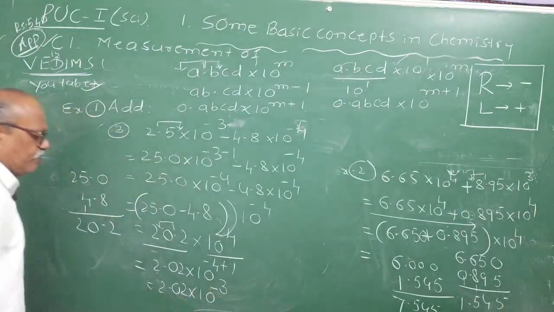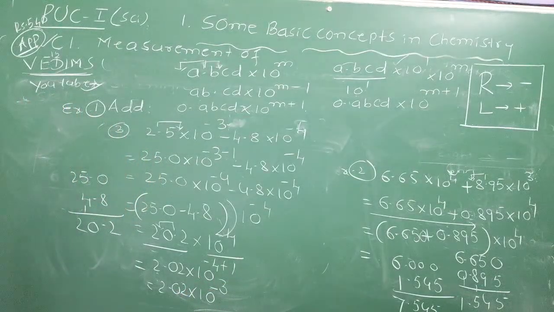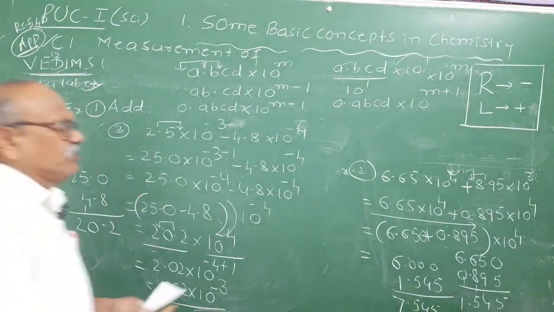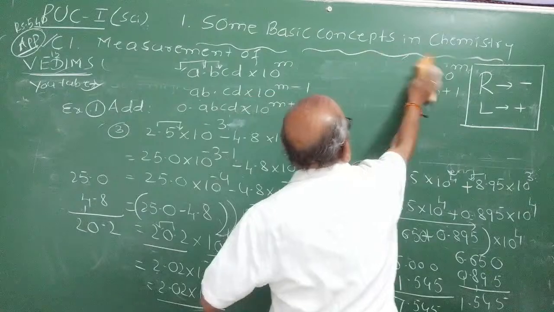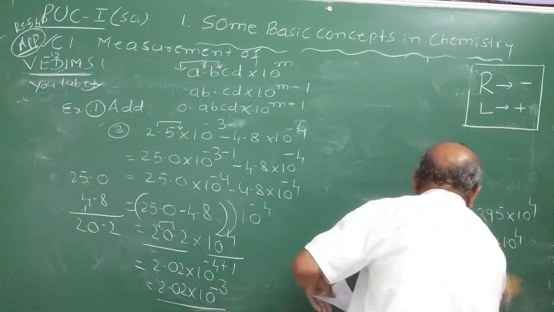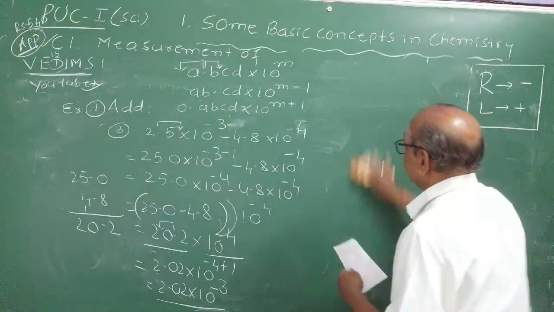Minus 3. 2.02 into 10 raised to minus 3 is the correct scientific notation. Express all your answers of 10 to the power using this scientific notation. You make it perfect today.